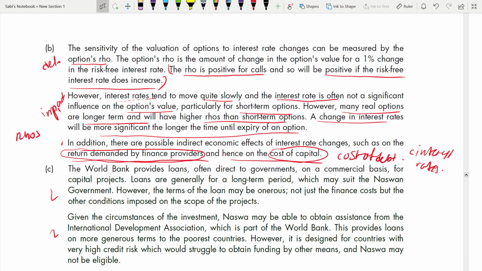Okay, so coming to the first paragraph, let's see what they have written. World Bank provides loans, often direct to governments on a commercial basis for capital projects. Loans are generally for a long-term period, which may suit the Nazwan government.